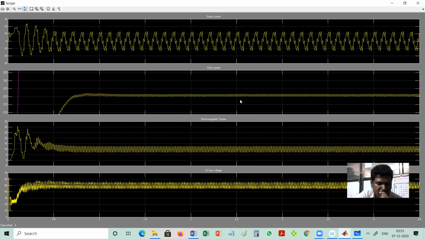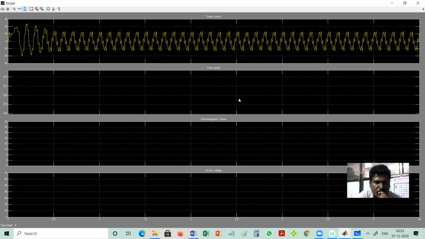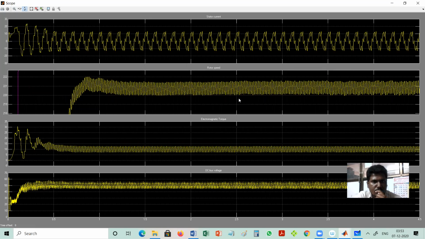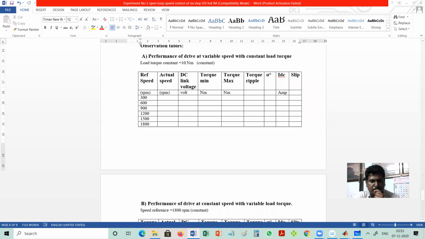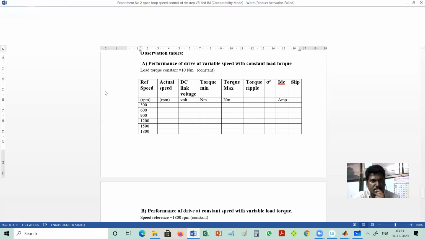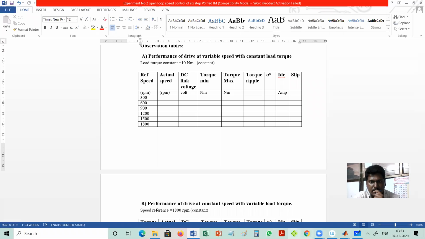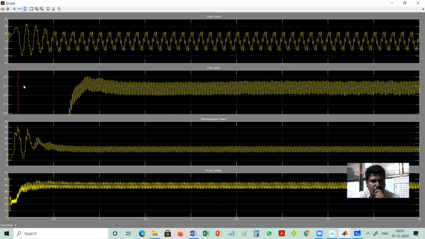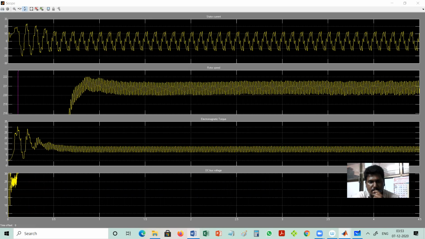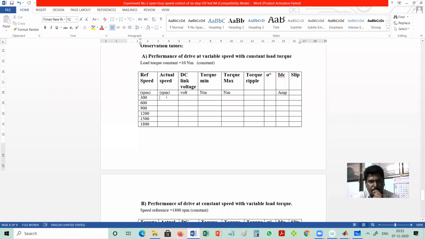So the speed is around 221. You can see here the speed is 221. So I will put here 221. What is the DC link voltage?